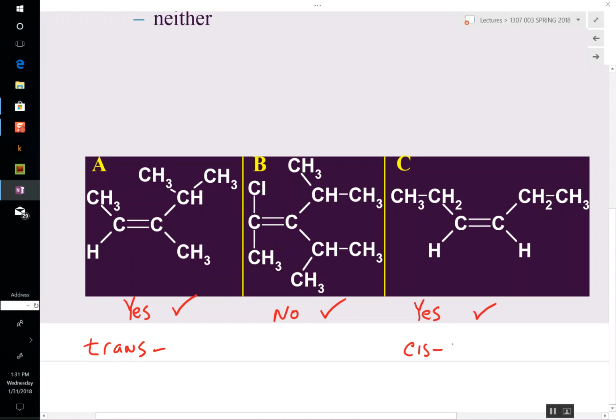Now let's go ahead and name this one. That one got a little bit uglier, but let's just name that to show you how simple this name is. What's the longest chain? 6. So it's called hexene. The double bond is where?